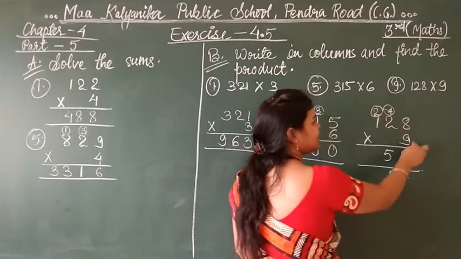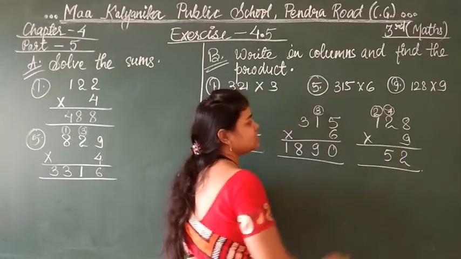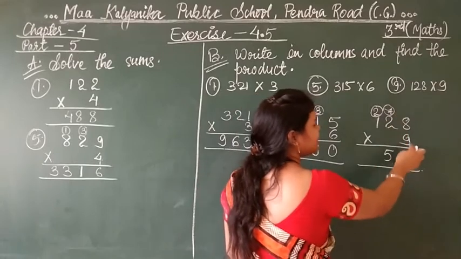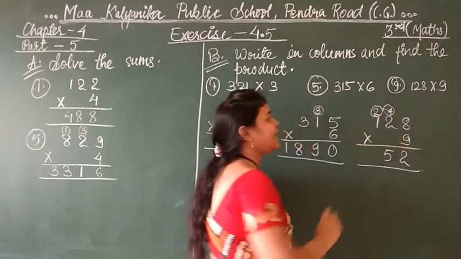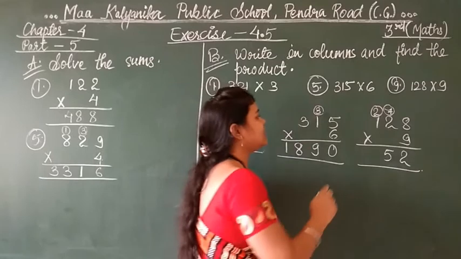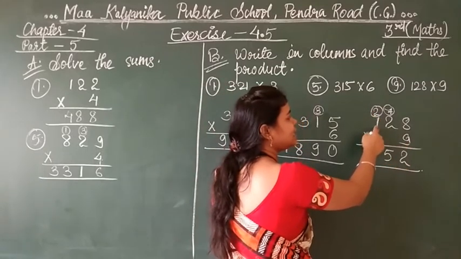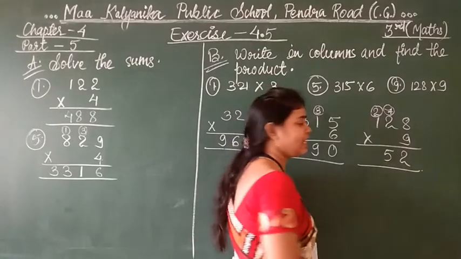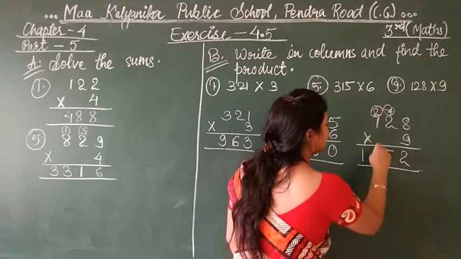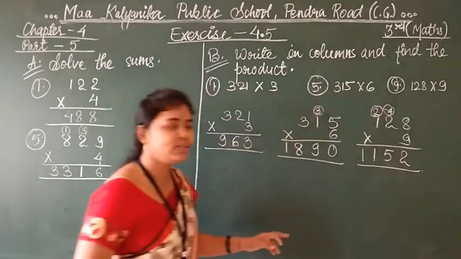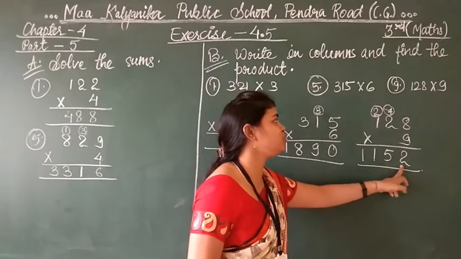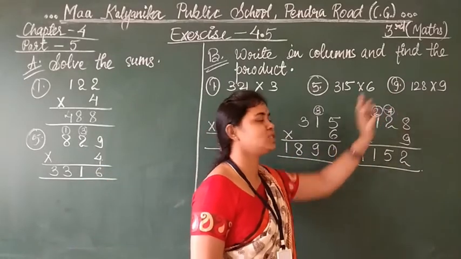See once again: 9 8s are 72. 72 I have written. Then 9 2s are 18. 18 plus 7 is 25. So 2 5. Then 9 1s are 9. 9 plus 2 is 11. So 1152 is the product received for question number 9.